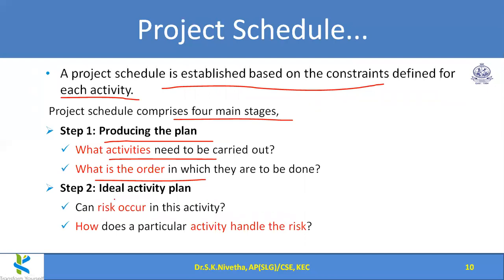And then what is the ideal activity plan? This ideal activity plan includes whether there is a possibility of risk in each activity, and how a particular activity handles this risk. If these two are also addressed in the activity plan, we will call it an ideal activity plan. So the activity plan also considers risk. Risk management itself is a separate chapter, which we'll see after completing this.